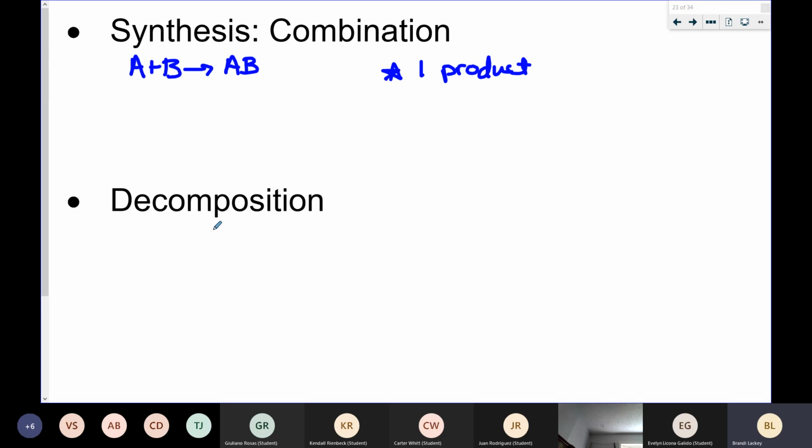Then we have decomposition reactions. These are the opposite of synthesis. This is where we have a compound and we are breaking it up into 2 or more substances. The general form is that AB produces A plus B. Now, this is for if it's a binary compound that only has 2 elements. If it has a polyatomic and stuff, there are special rules on your reference sheet to tell you how it splits apart. The key factor for decomposition is it only has 1 reactant.